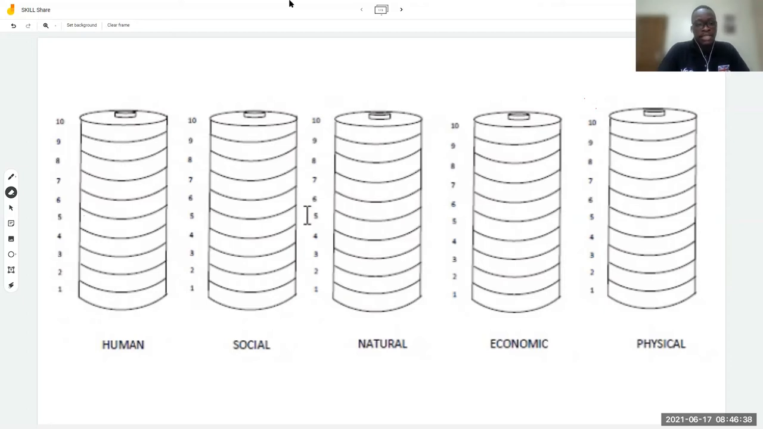So we consider all these five pillars in the batteries, from human, social, environmental, physical, and economic. You'd have that for one shock or stress. And then if you have another shock or stress that you want to identify, or you want to establish your level of resilience for, then you'd also have a different set of these five batteries to establish that.